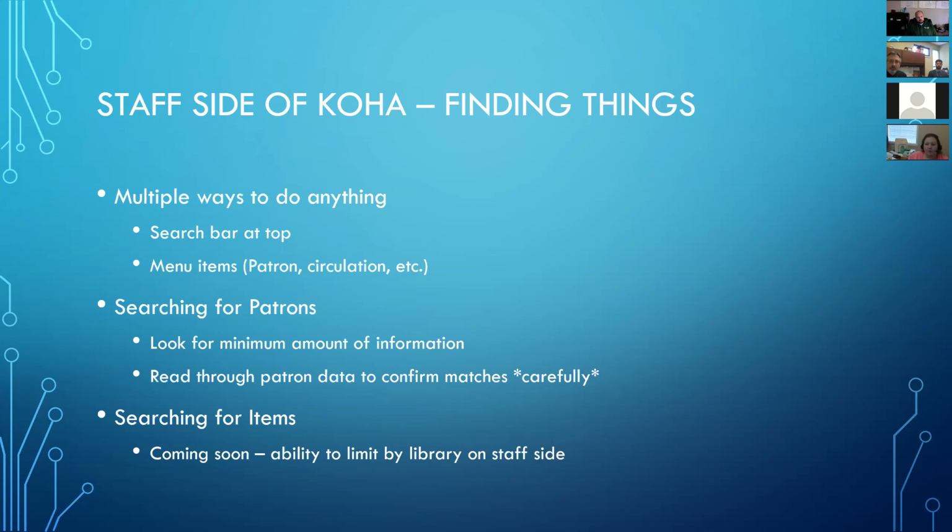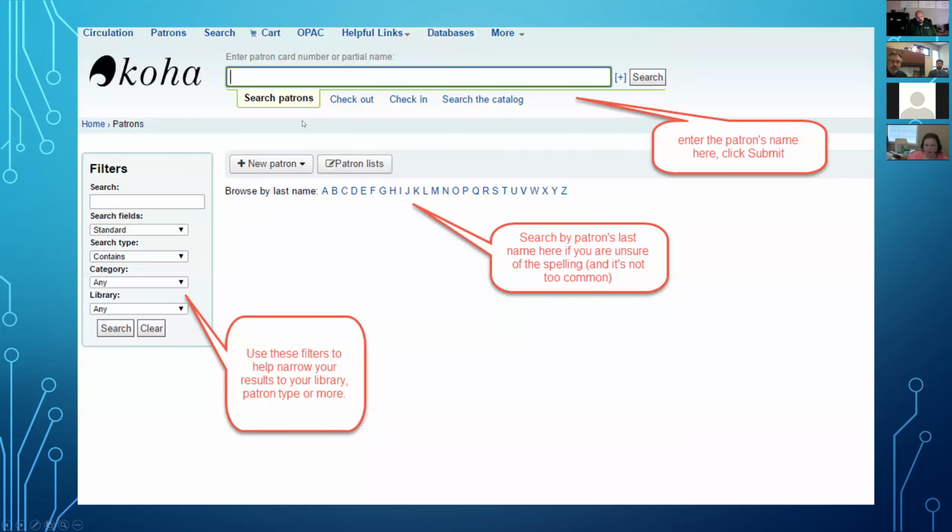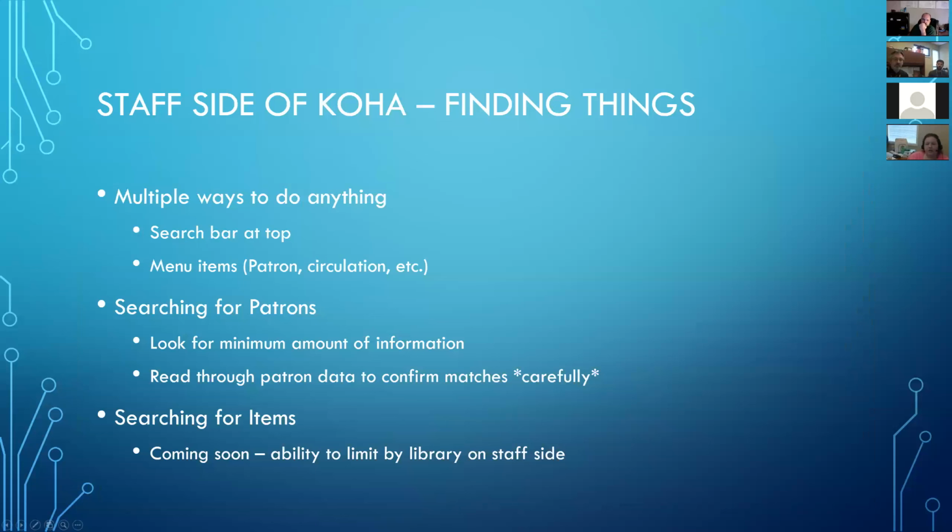When you search for patrons, you can use, and I'm going to bump ahead real quickly, you can use the search patrons tab here. You can go up here to patrons and click that, and that will take you to basically this page. Or if you're on the circulation page, the home page, there's a button called patrons. So there's a bunch of different ways to get to the patron search.